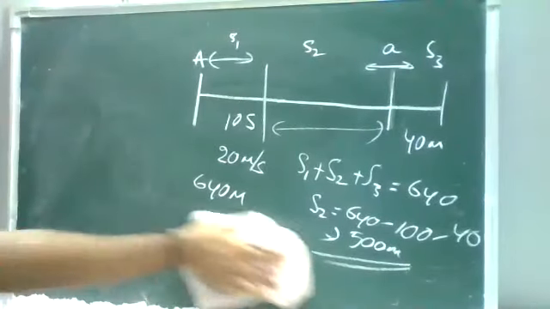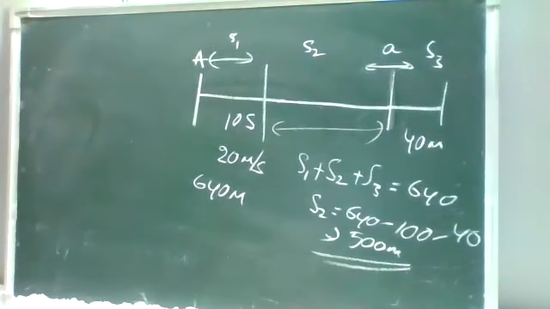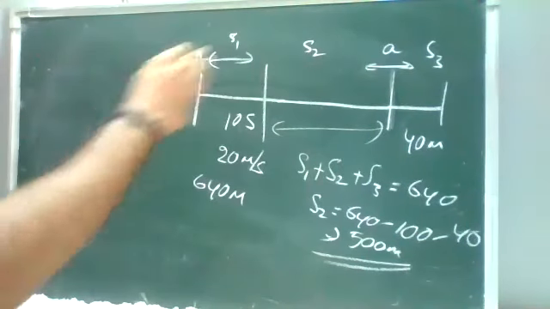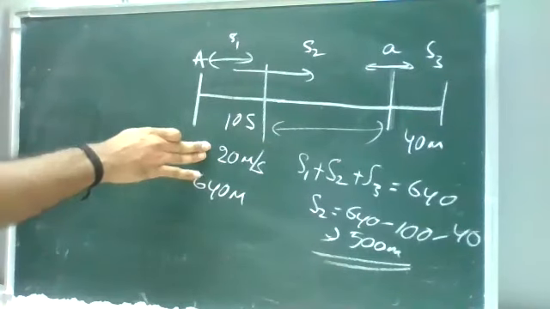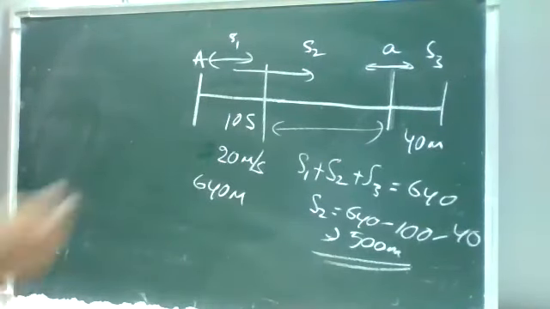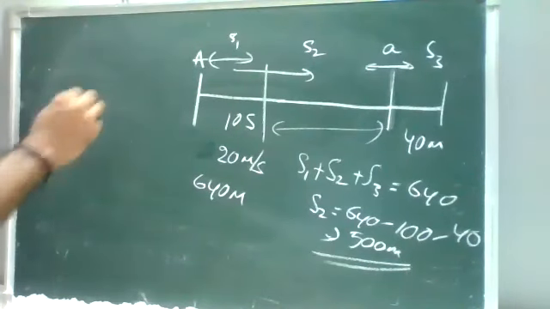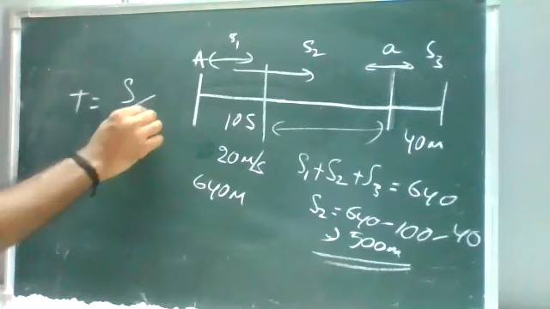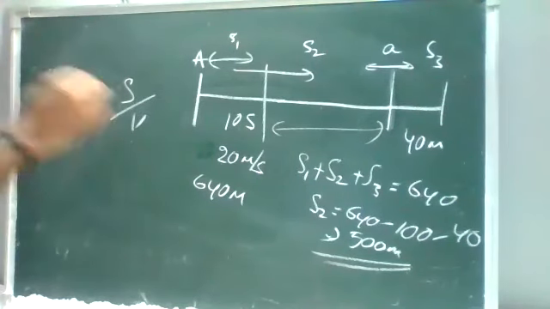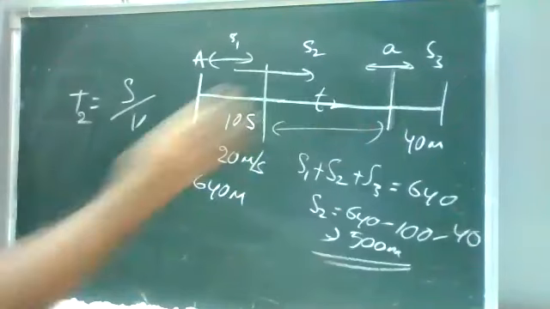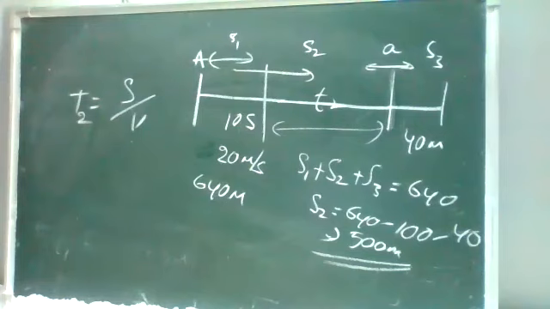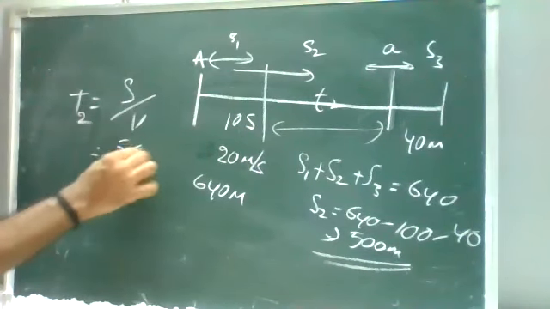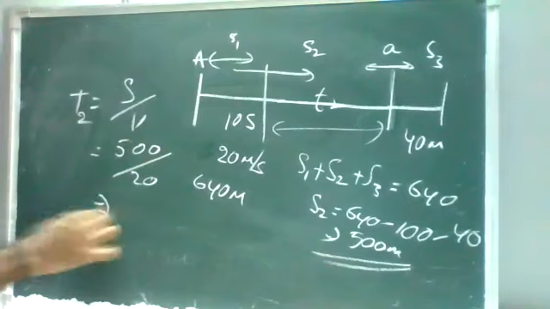Now we are going to find the time period for displacement S2. And remember one more thing: this object was traveling with a constant speed in S2. With constant speed, whatever velocity it has, it will keep traveling at the same velocity. Now the time period is displacement divided by velocity. So the time taken for displacement S2 is T2 equal to S by V. S is 500, V is 20. So what is the time period?